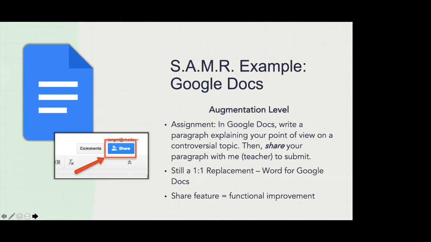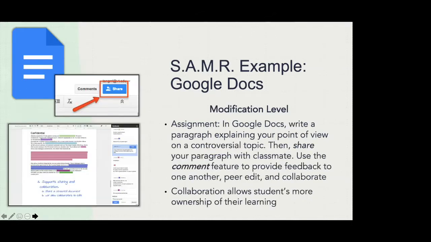But then if we want to take it a step further, maybe we go to the modification level. So in Google Docs, our assignment is the same. Write a paragraph explaining your point of view on a controversial topic, and then share your paragraph with a classmate. That's our functional improvement from the augmentation level previously. Now, what we want students to do is to use the comment feature to provide feedback to one another, to peer edit, and to collaborate, right?